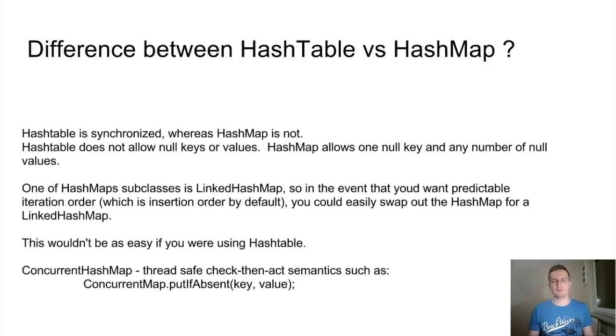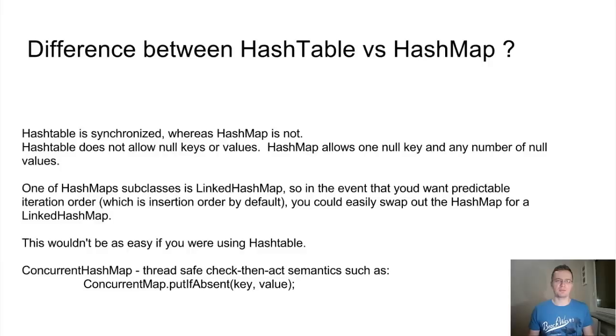What is the difference between the HashTable and the HashMap? HashTable is synchronized, whereas the HashMap isn't. HashTable doesn't allow null keys or values, while the HashMap allows one null key and many null values.